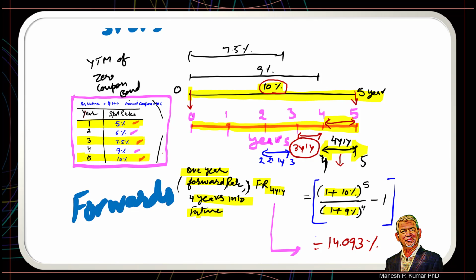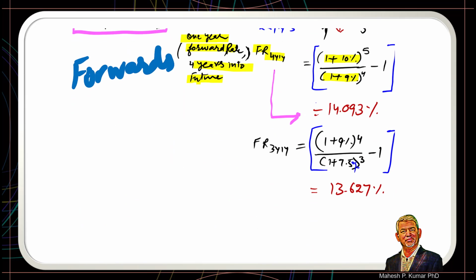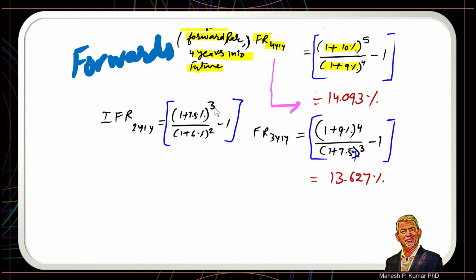Similarly, now we can calculate this number from 2 to 3, which would actually be called the 1 year spot rate 2 years from now. But for that we will need the information about the spot rate for the second year, and the spot rate for year 2 is 6%. We take this number from the spot rate table given here, and by this formula we will get the implied forward rate, which is 2y1y, and this number comes out to be 1 plus 7.5% exponent 3, with 1 plus 6% exponent 2 as the denominator, minus 1.